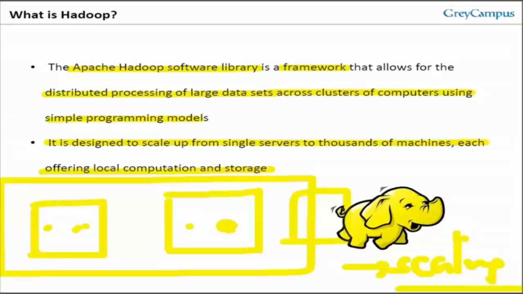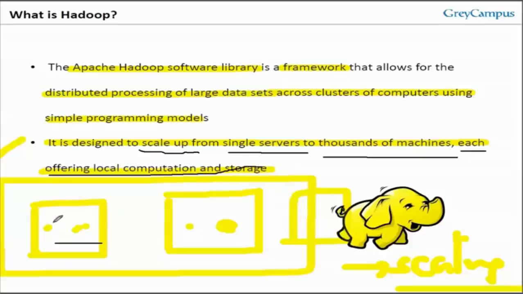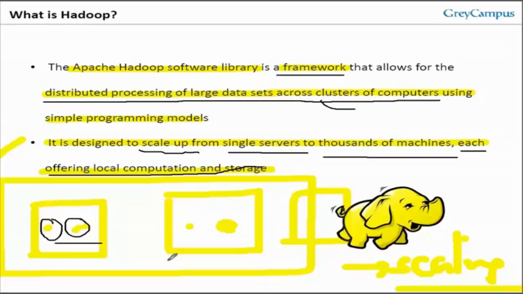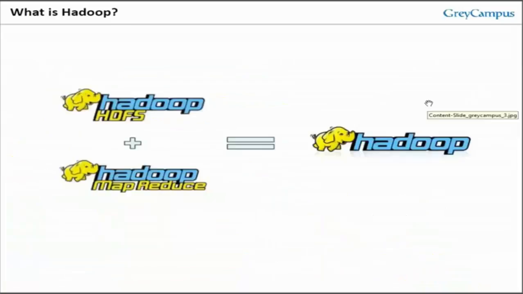Please see the second point again. It is designed to scale up. Scale up means 2 to 3, from a single server to thousands of machines. We can add as many as we want, each offering local computation and storage. It can store something, it can compute as well. Again, this is a framework that allows for distributed processing of large data sets across clusters of computers using simple programming models.